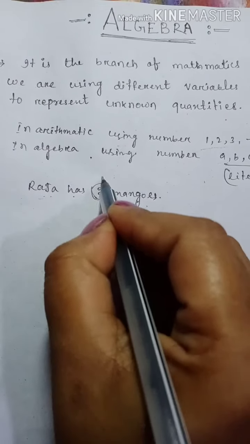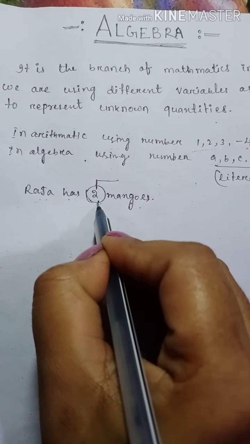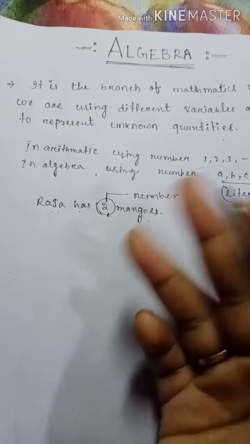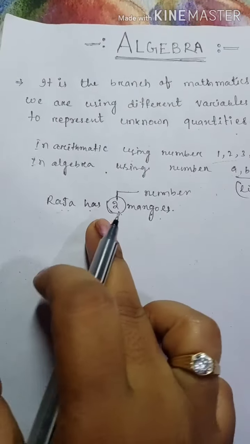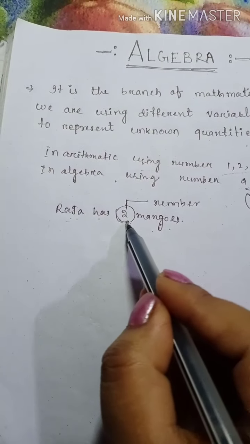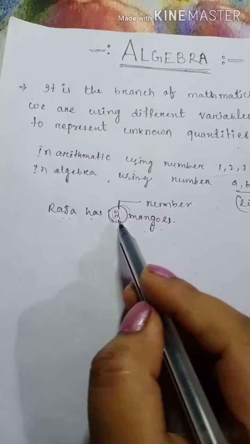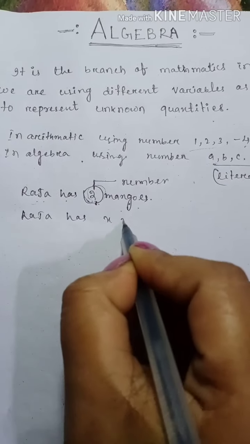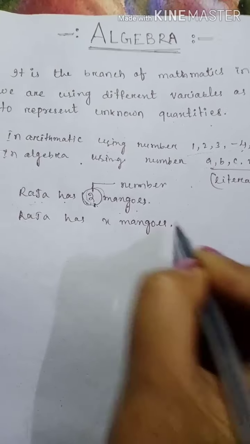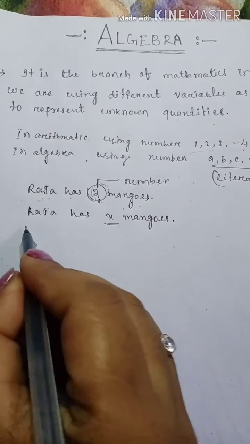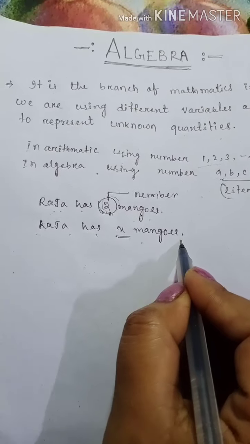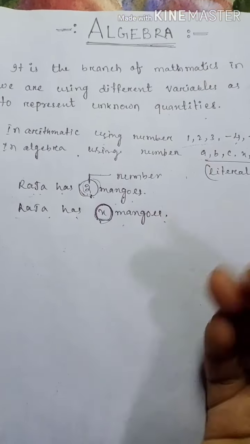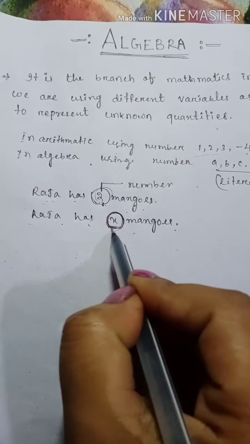Clear? From this number we can indicate the quantity. We get an idea that Raja has some mangoes and the quantity is 2. But if I say, Raja has X mangoes, what does this mean? X means what? Here also Raja has some mangoes. But what is the amount? Some mangoes means how many? It is unknown.